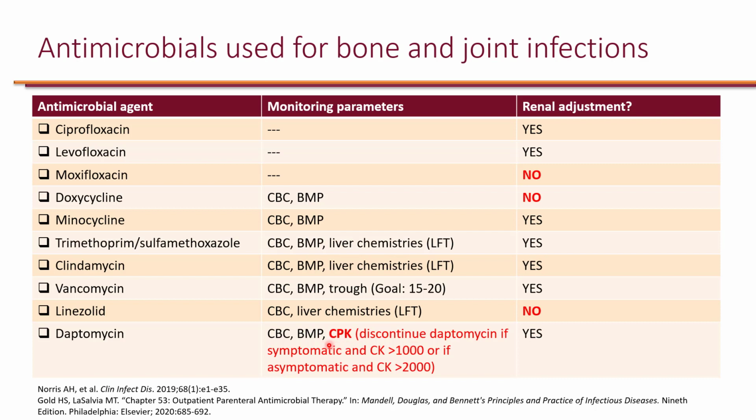And this is because this increase of CPK due to daptomycin can increase patients' risk of rhabdomyolysis. So these symptoms would basically be muscle ache and other symptoms of rhabdomyolysis. Now, in particular, moxifloxacin and doxycycline as well as linezolid do not need to be renally adjusted.